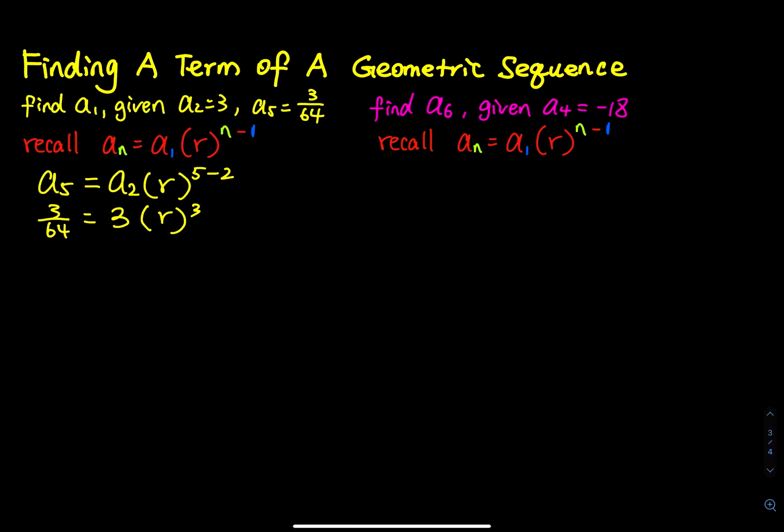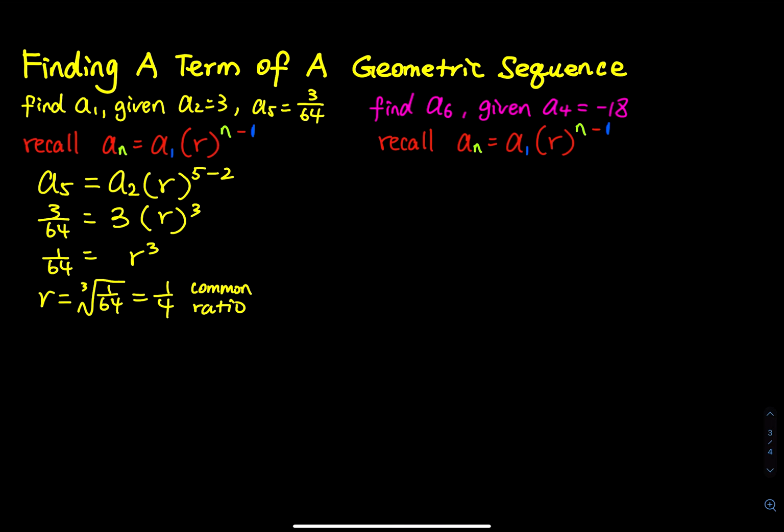Let's divide both sides by 3, and then we have 1 over 64 equals r to the third power. Once you take the cube root on both sides, r equals the cube root of 1 over 64, which equals 1 over 4. This is the common ratio.